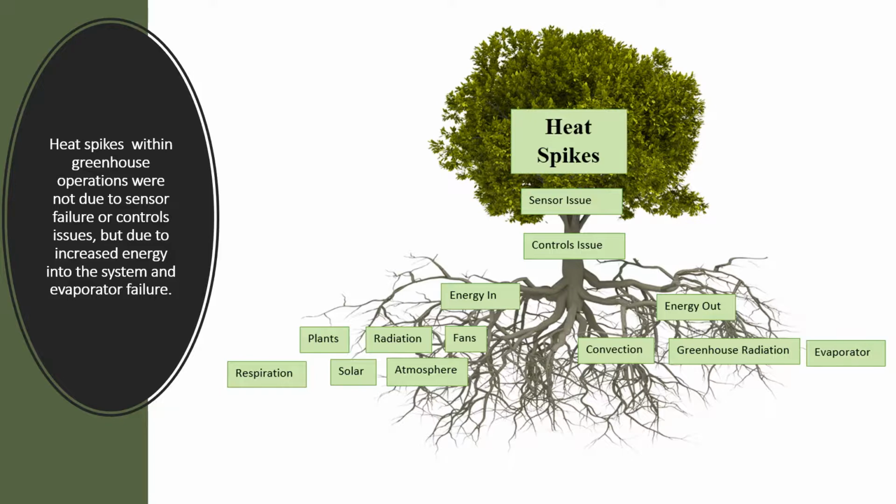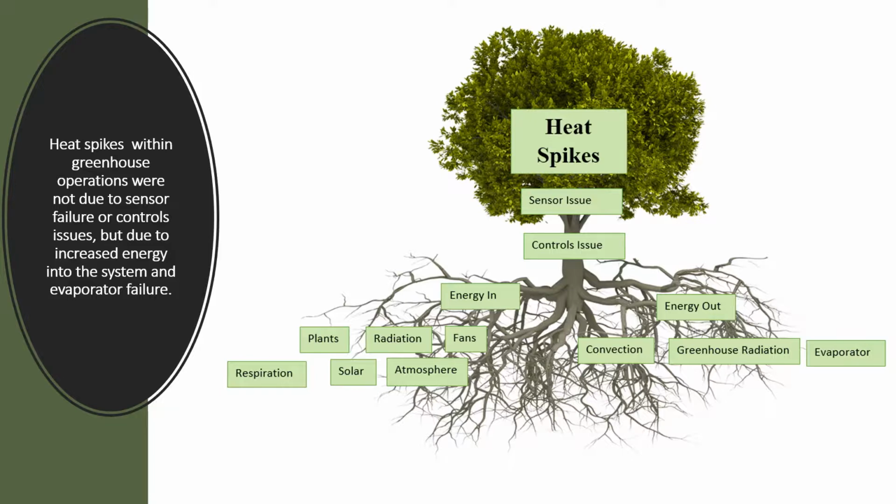As a result of those tests, it was ruled out that the sensors were functioning properly and the controls were being appropriately managed. It then resulted in the greenhouse lead believing that it was a machine error or that the system was simply being overloaded.